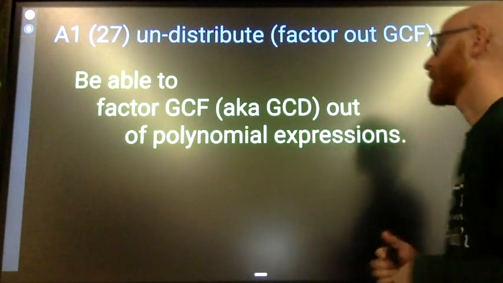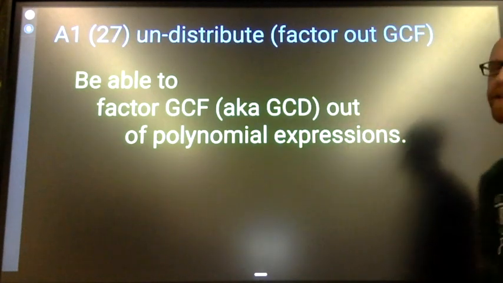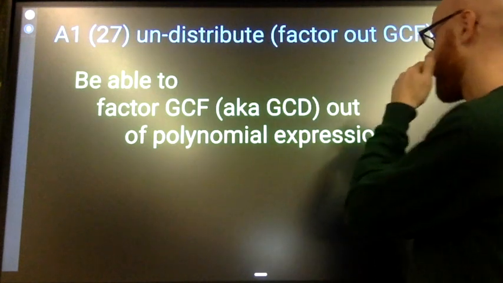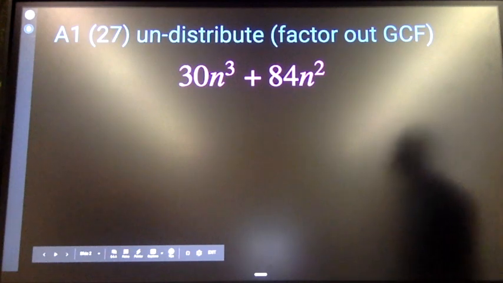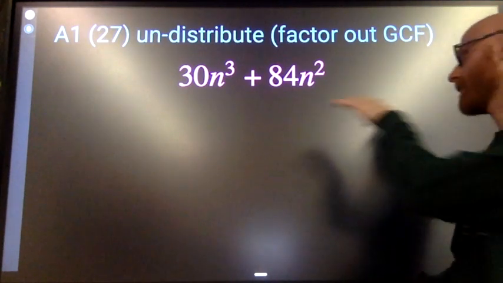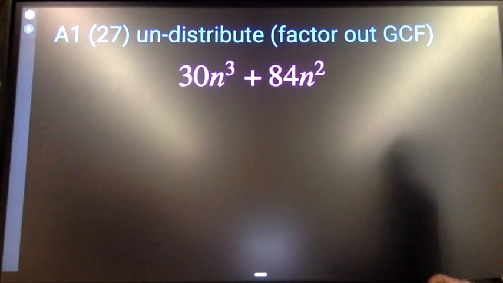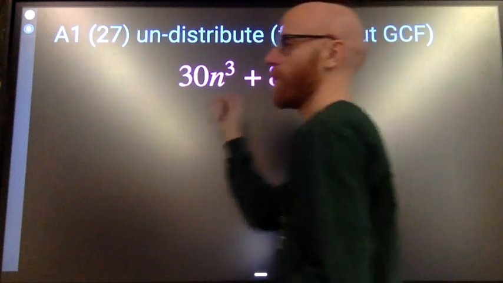Be able to factor the GCF, aka GCD, out. All right, greatest common factor, also known as greatest common divisor. Be able to factor it out of polynomial expressions. Okay, you'll be given a polynomial. You want to break it apart into at least two pieces. In this case, you're going to break it into two pieces. The question's going to be, first, what's the GCF of both of these?